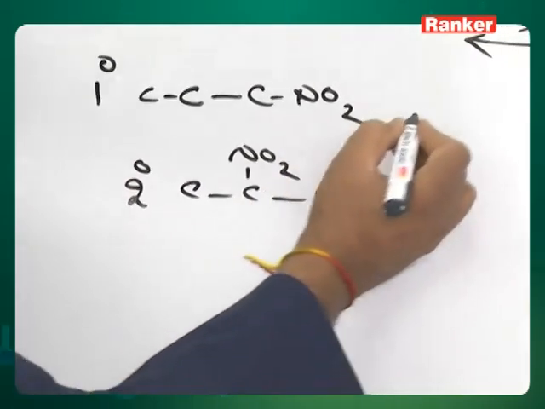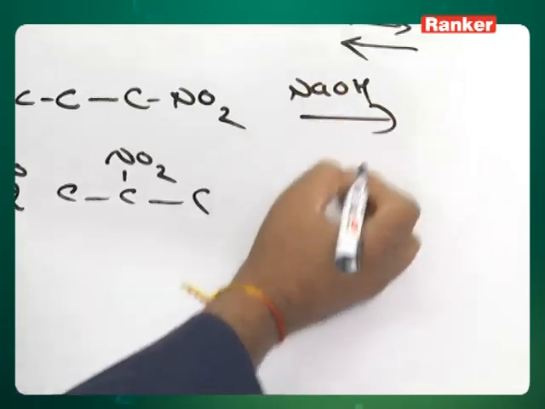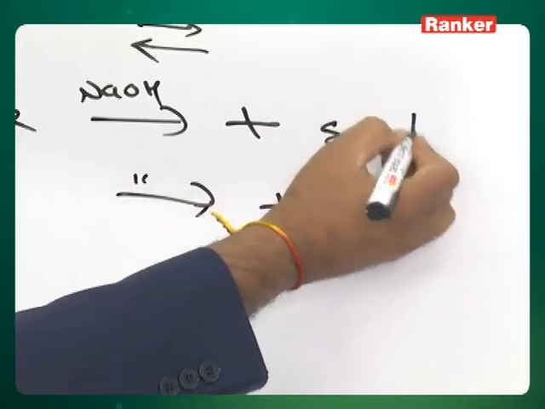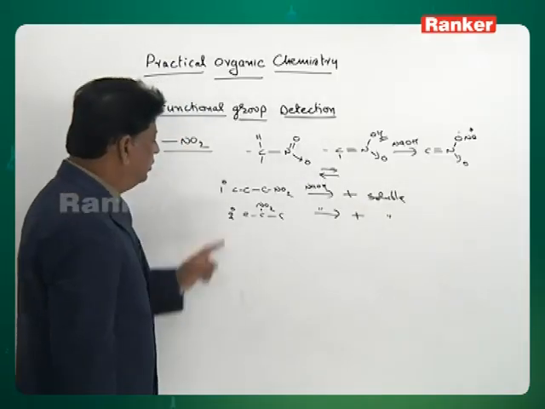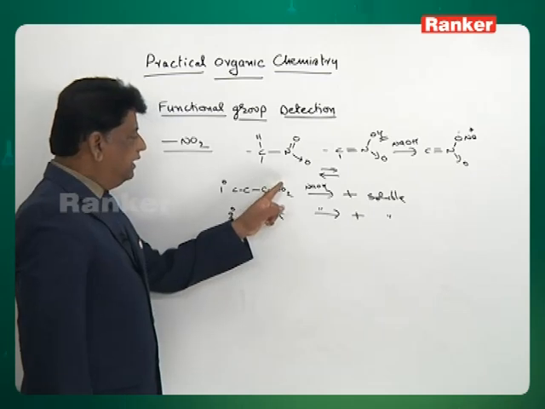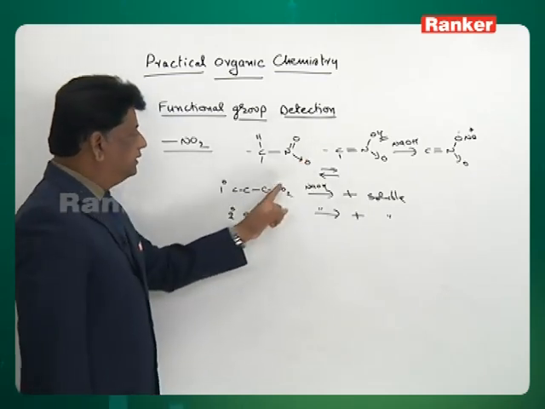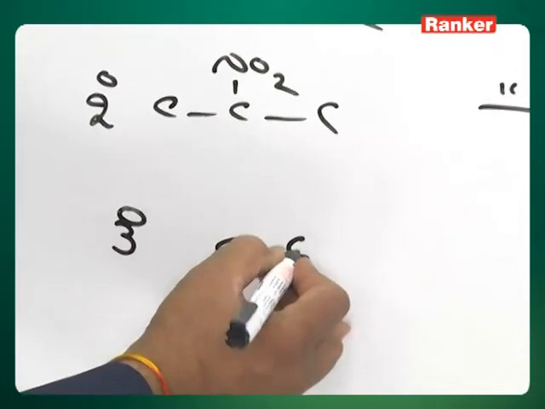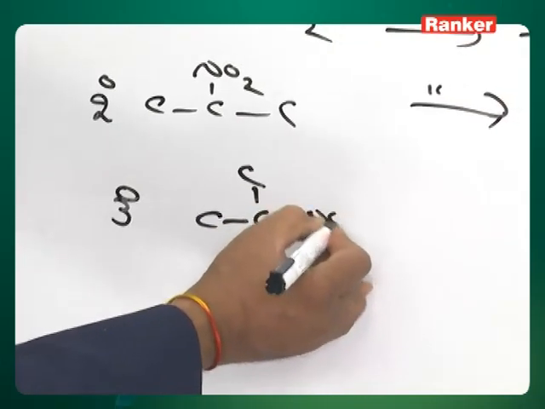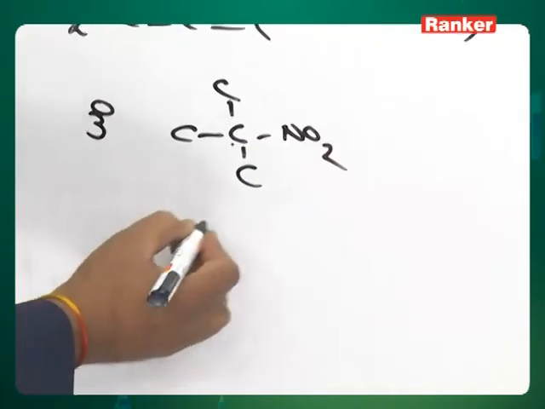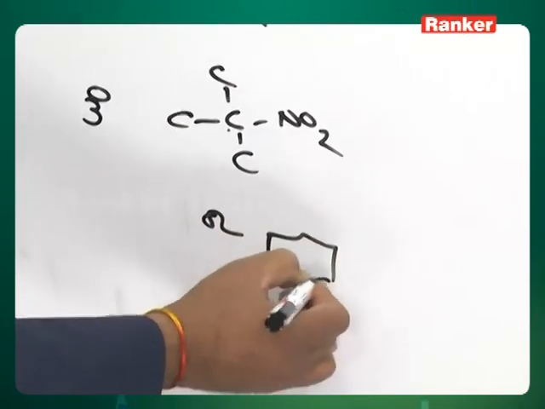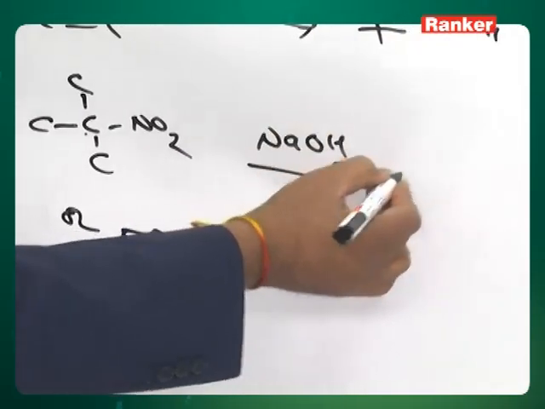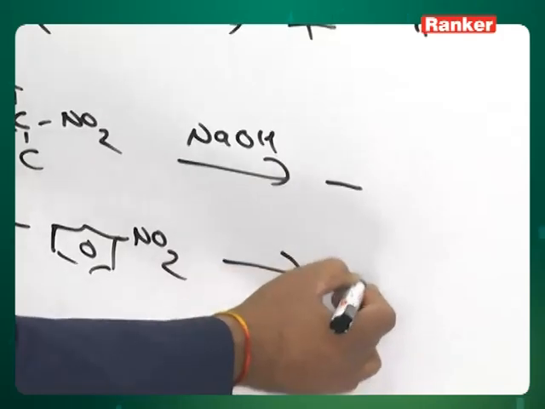Both these two, when you add sodium hydroxide, they get dissolved, soluble. Because both are acidic in nature, hydrogens are there, they show acidic enol formation and then salt formation. Whereas 3 degree nitro compounds like a tertiary carbon nitro, or even aromatic like benzene with nitro, when you add sodium hydroxide NaOH, they are not soluble, negative reaction, insolubility.